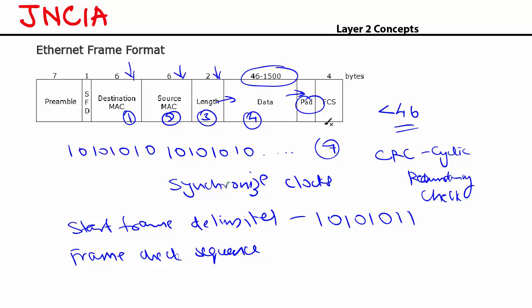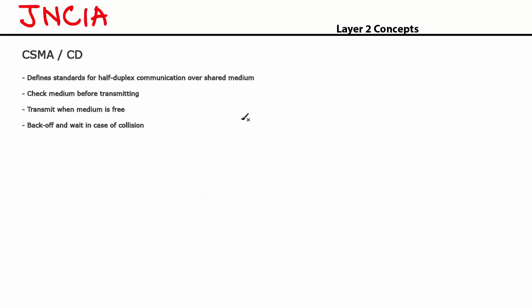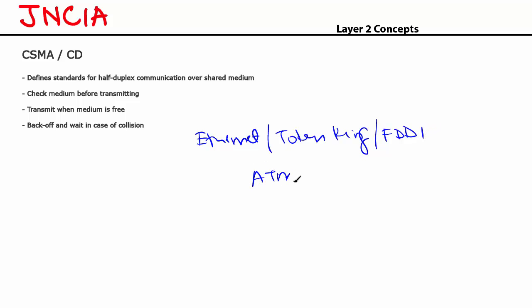Okay, let's now talk about CSMA/CD. Before we begin talking about CSMA/CD, I do want to point out, just in case you're curious, Ethernet is not the only technology that defines communication at layer 2. We have other technologies as well, like token ring. However, this is not used nowadays. We also have something called FDDI, which stands for Fiber Distributed Data Interface. We also have something called ATM. So there are multiple technologies that define communication at layer 2. However, Ethernet happens to be the most popular among all of these.